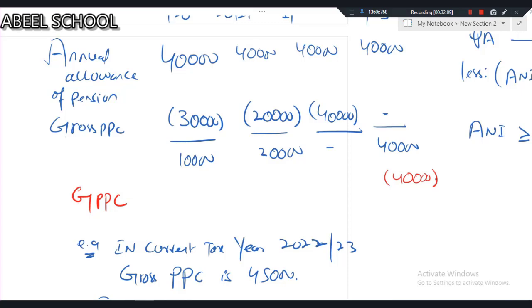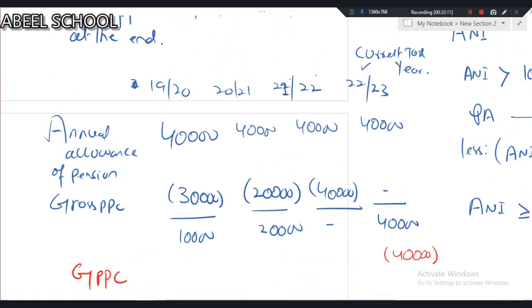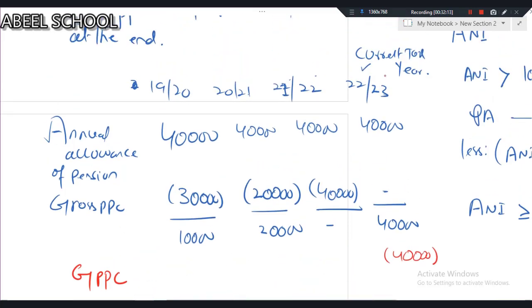Let us first calculate the previous 3 tax years. Now listen. If 22-23 is the current tax year, then we have previous 3 tax years 1, 2, and 3. Repeat, the current tax year is 22-23. Then obviously the previous 3 tax years are 21-22, 20-21, and 19-20. These are the previous 3 tax years.